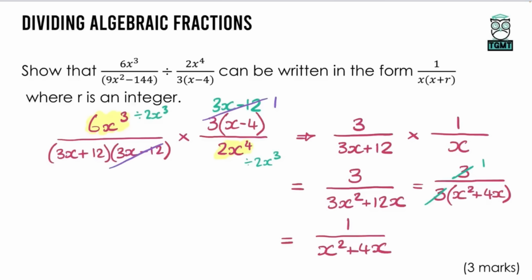Now we are almost finished. It does say in the question it wants it in the form on the denominator here, x brackets x plus r. So we just need to factorise x out of the denominator. We've still got 1 on the top, which is what we wanted. On the bottom, we'll have x lots of, x times x makes the x squared, and x times 4 makes the 4x. And there we go. R, or the value of r, is 4, and we've got it in that form that it was asking for.